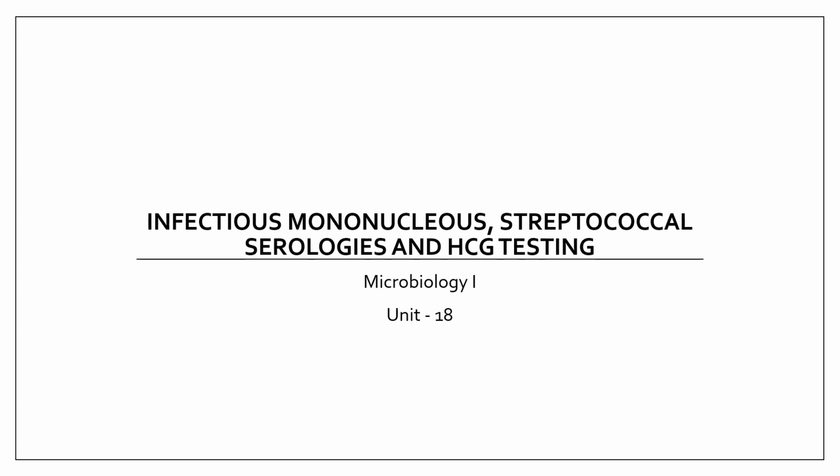Hi group, and welcome to Unit 18, where we're going to talk about serology. We're going to talk a little bit about the disease infectious mononucleosis and how we test for it. We're going to talk about streptococcal serologies and how we test for those. And finally, we're going to talk about HCG testing, which is usually the testing we use for pregnancies, but it can also be used to look for malignant tumors. So stay tuned for more of Unit 18.